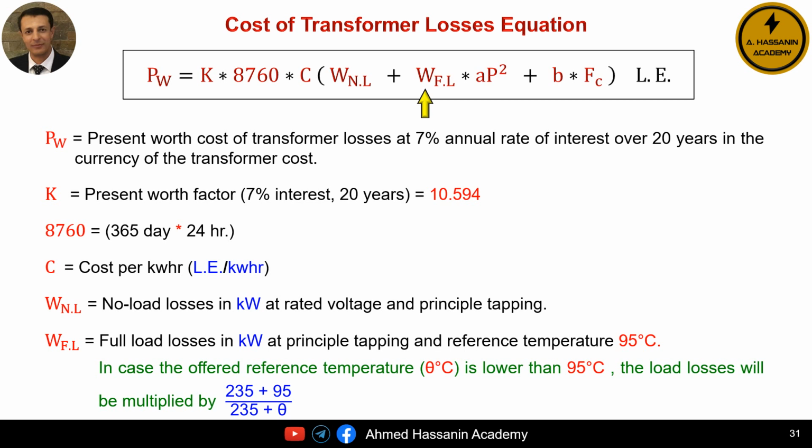These losses are measured at the principal tapping of the on-load tap changer and under the condition that the reference temperature is 95 degrees Celsius. However, if the reference temperature is lower than 95 degrees Celsius, let's say it is theta degrees Celsius, then the full load losses should be multiplied by the factor (235 + 95) / (235 + theta). This adjustment ensures that the losses are normalized to the standard reference temperature of 95 degrees Celsius.